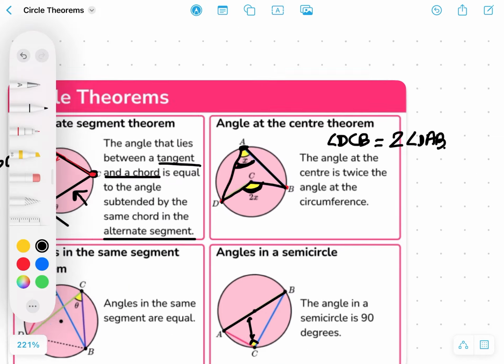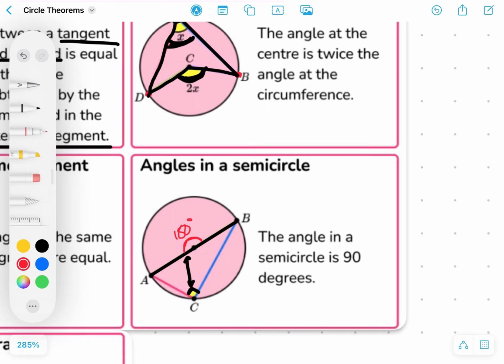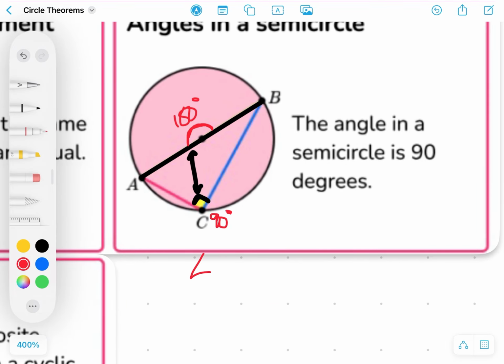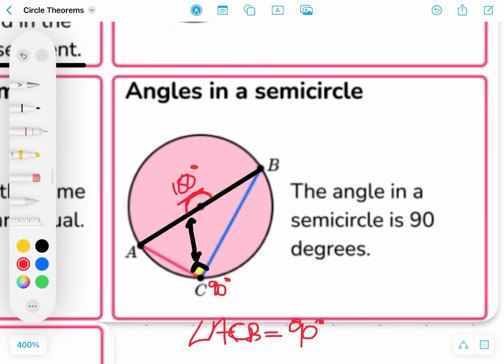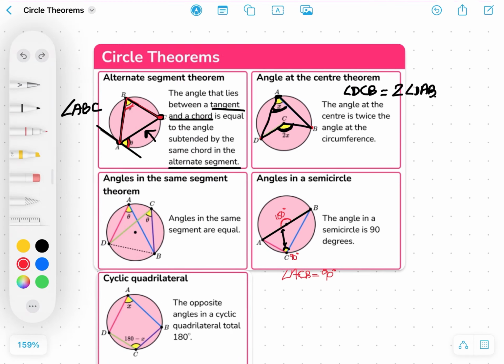And it ties into this angle at the center theorem because the angle at the center in this case is this right here. And we know that this is 180 degrees since it's the diameter of the circle and it's one straight line. Therefore, that's 180 degrees. And as we can see, this is 90 degrees right here. Angle ACB is 90 degrees. And as you can see, the angle at the center here, 180, is indeed twice the angle at the semicircle, which is 90 degrees. So that's a way I would remember these two. They're interlinked.